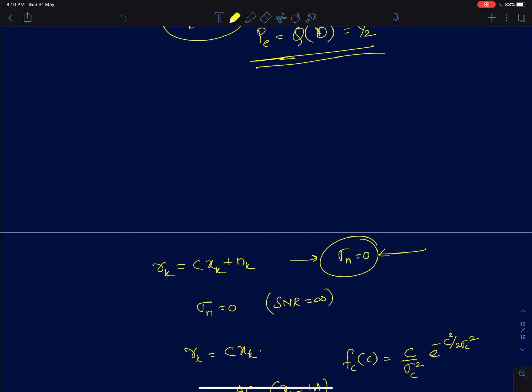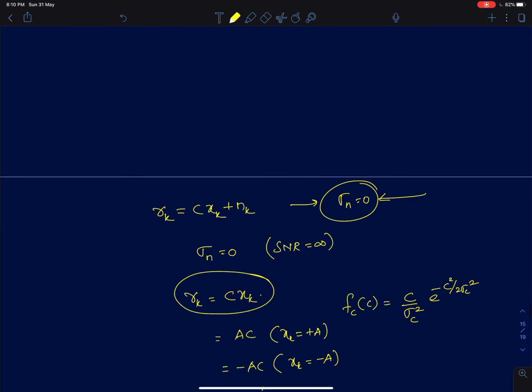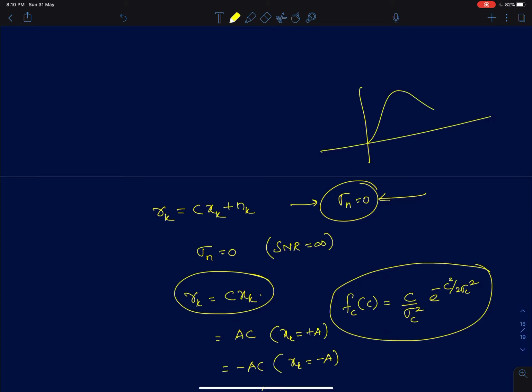Then your received vector is simply going to be equal to x_k into c. And what is c? C, we know, is a Rayleigh random variable given by this. So a Rayleigh random variable will look like this. It will start at 0 and then it will go like this. The peak value occurs, I think, at sigma_c here. So this is something we are already aware of.